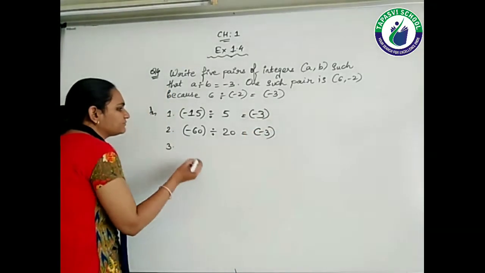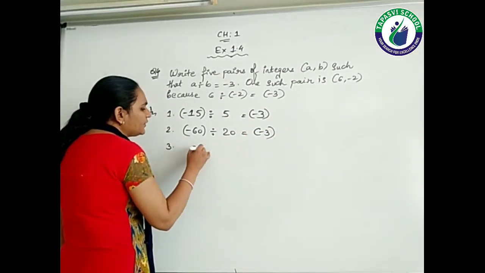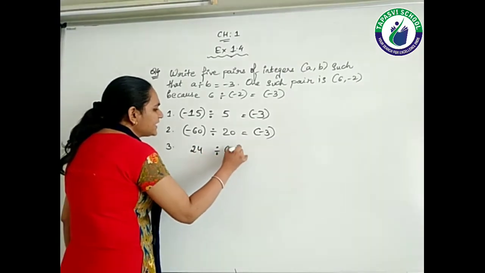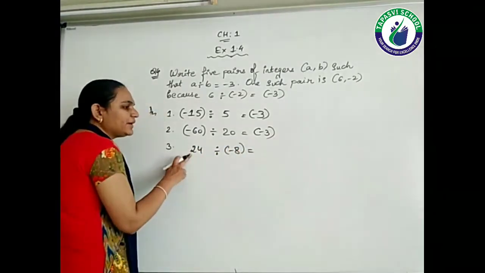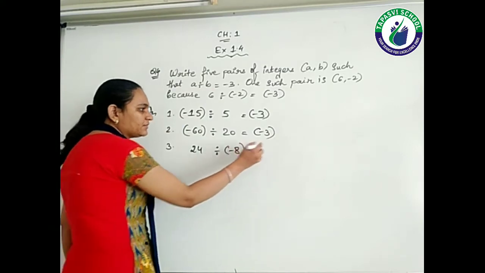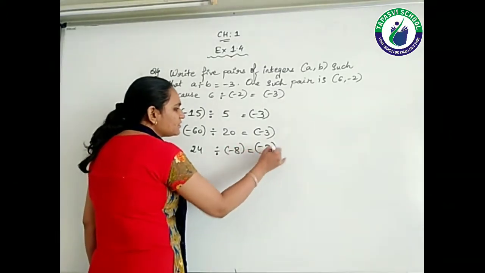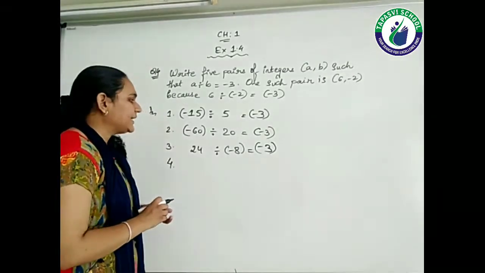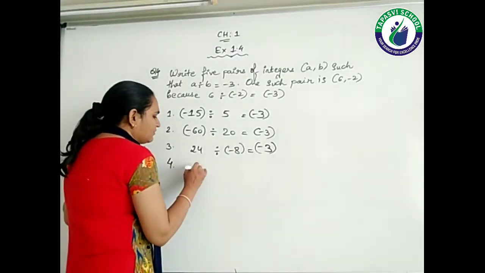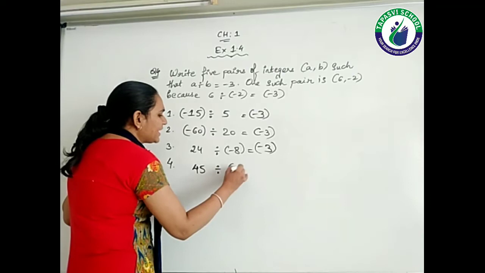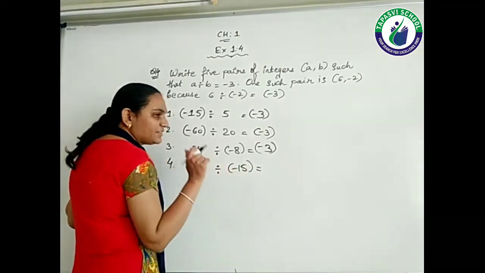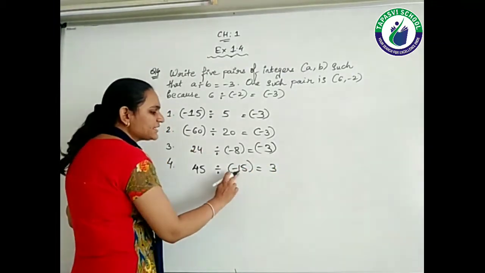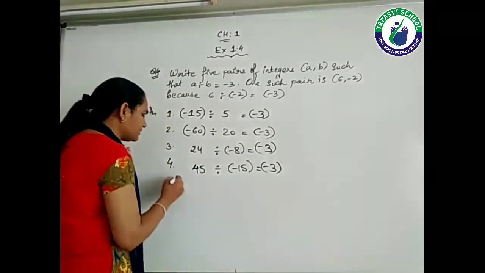Next one is 24 divided by minus 8. See, if you divide 24 by 8, you will get 3, and this is minus, so this answer will also be minus. Next one, students, I can have 45 divided by minus 15. So 15 3s are 45 and 15 is negative, so this also will be negative.